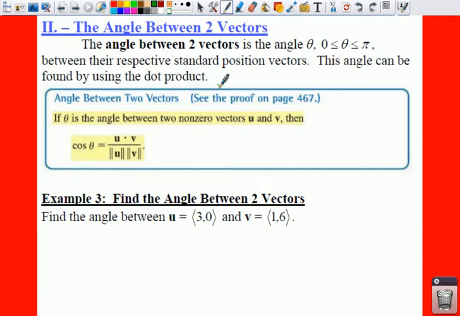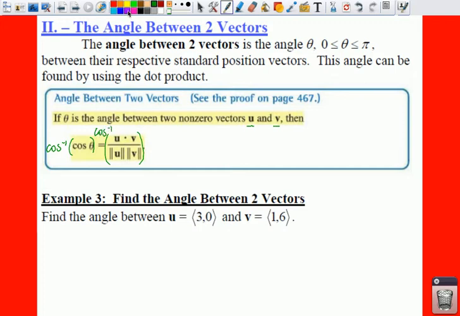So if you have two vectors that are u and v, the way you're going to find your angle between these two vectors of u and v is you're going to use this formula: cosine theta is equal to the dot product of u and v divided by the magnitude of u times the magnitude of v. Now, if we're trying to find theta as your angle, remember we can get theta by itself if we take the arc cosine of both sides.